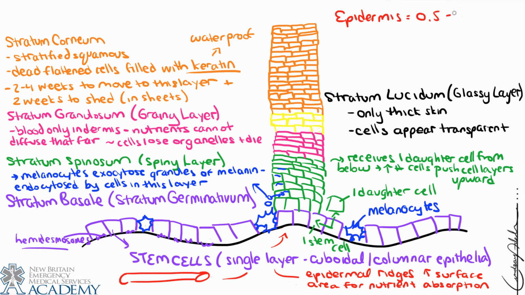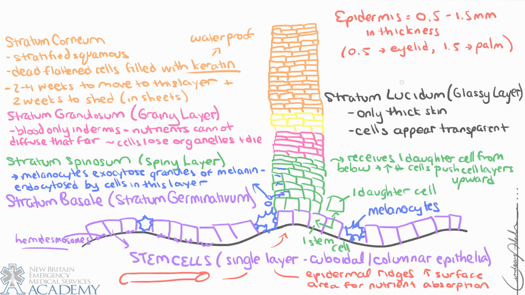Now, overall, the epidermis ranges from about 0.5 to 1.5 millimeters in thickness. So it's actually very, very thin. 0.5 millimeters would be an example, like over the eyelid, and then the 1.5 at its thickest would be the palms of the hands and the soles of the feet.